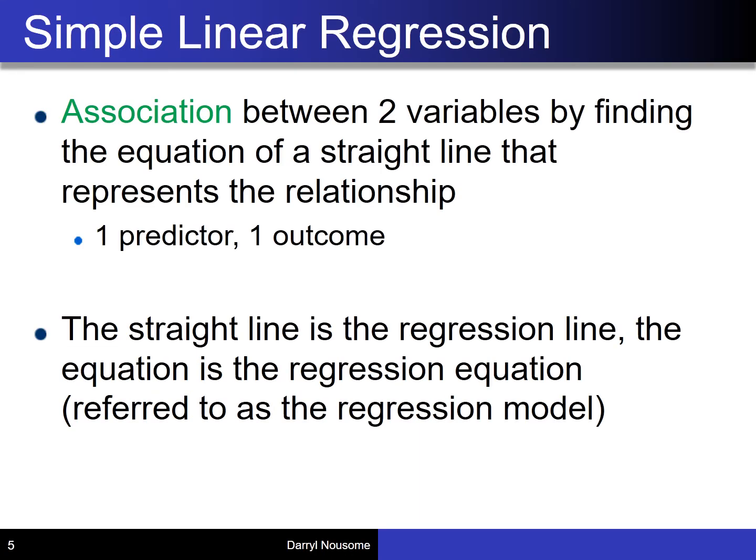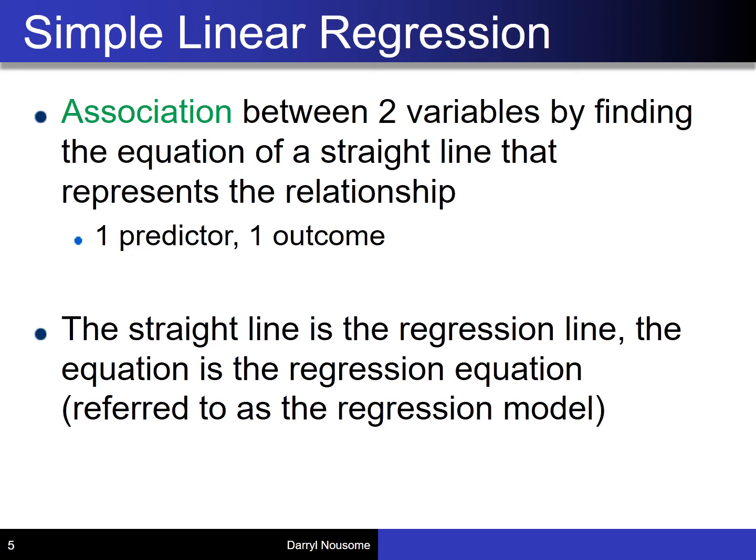So remember, simple linear regression is the association between two variables by finding the equation of a straight line that represents the relationship. So with simple linear regression, we have one predictor and one outcome. The straight line that we create is the regression line. Right? The equation is the regression equation.